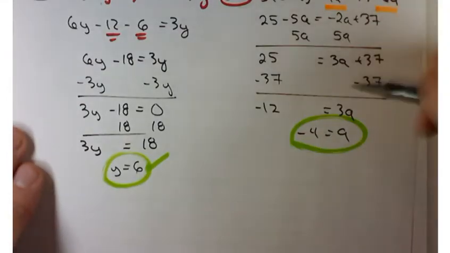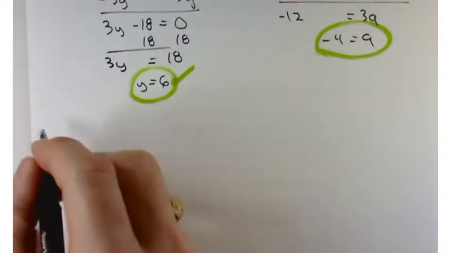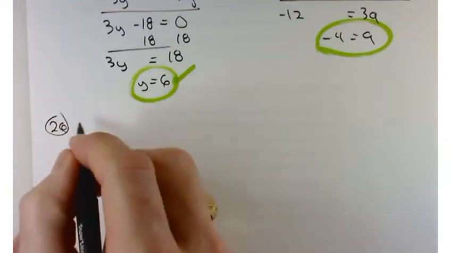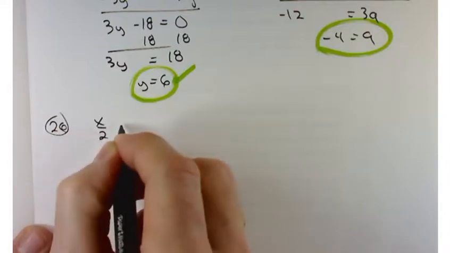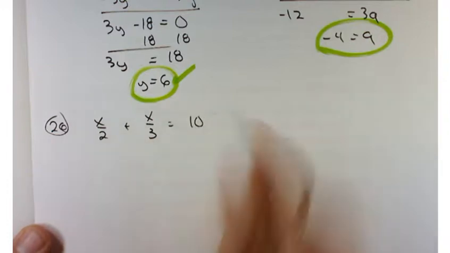Anything on problem 22 here? Let's try problem number 26. X over 2 plus x over 3 equals 10.